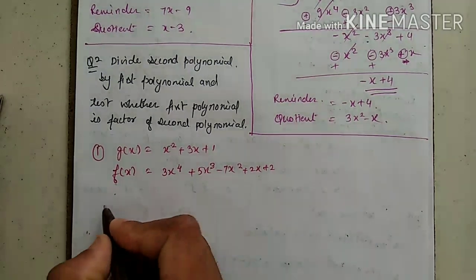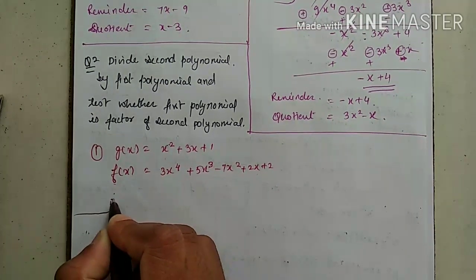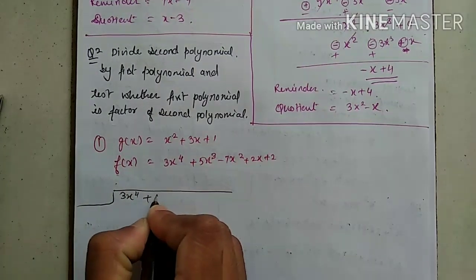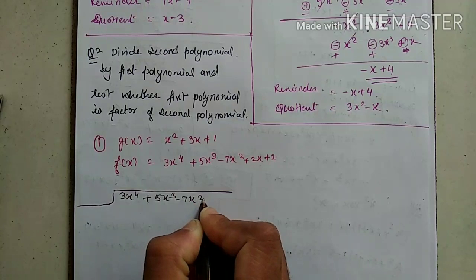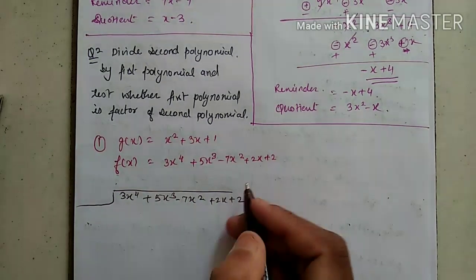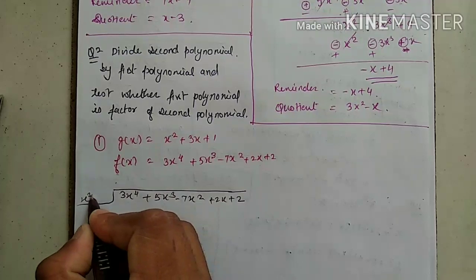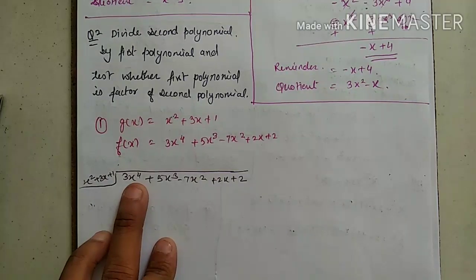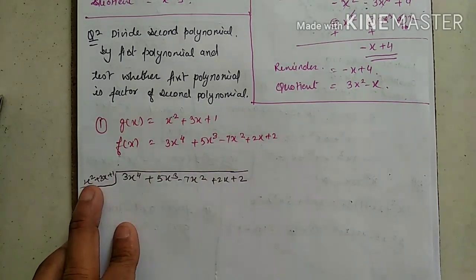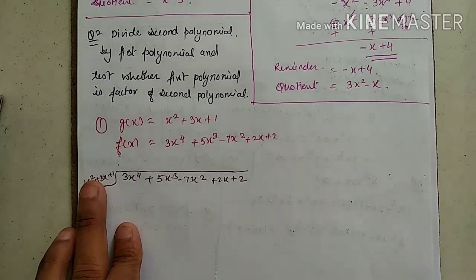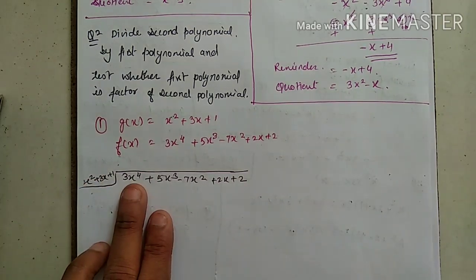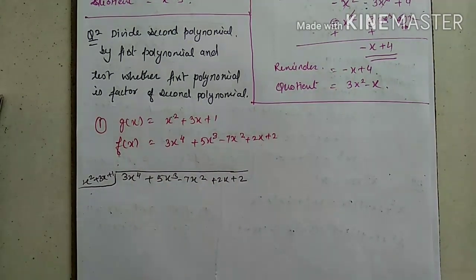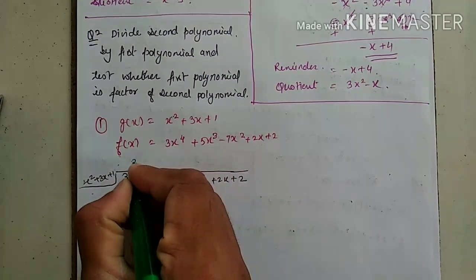So as it is, you have to write divisor and dividend. Just see how I am writing. 3x power 4 plus 5x cube minus 7x square plus 2x plus 2, and your x square plus 3x plus 1. Correct? Now just see, the first term I have is 3x power 4, and here the first term is x power 2. So what will I multiply with this to make it 3x power 4? I want to subtract, so I always go with the first term. So I have to multiply by 3, correct or not?